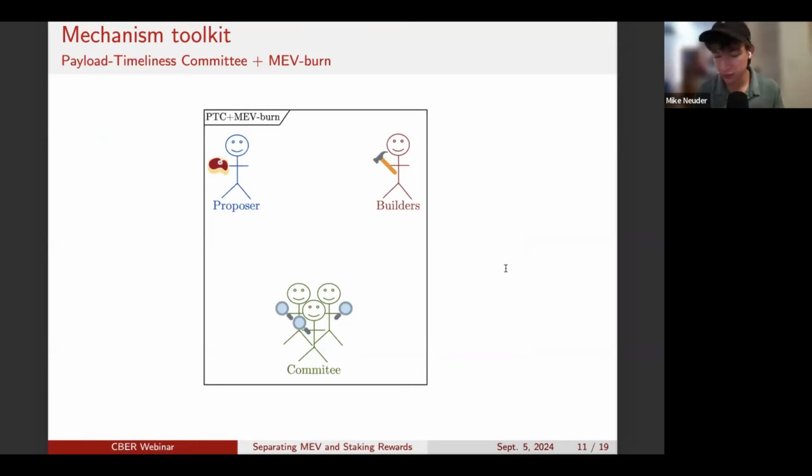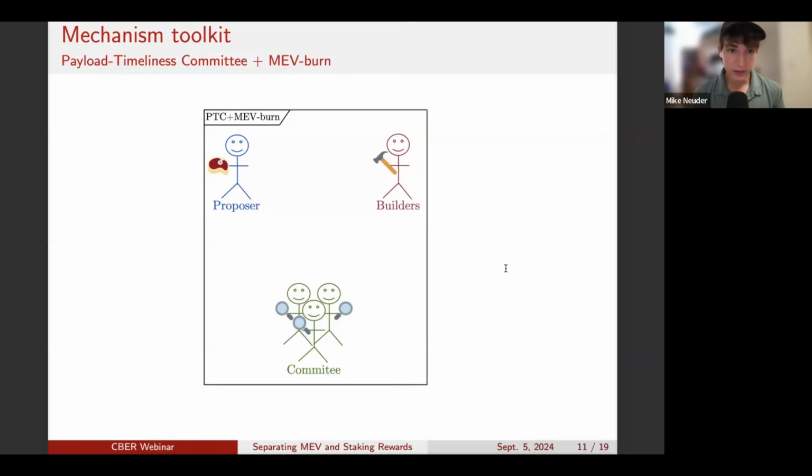We're going to outline 2 different mechanisms that address the 2 things that we pointed out before as potential problems with the existing PBS landscape. The first is this timing games and latency stuff. And the second is the variability of block rewards for stakers and validators.